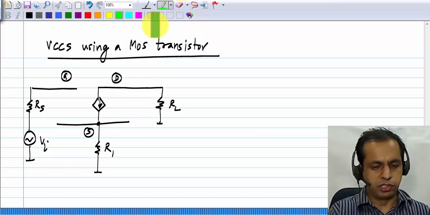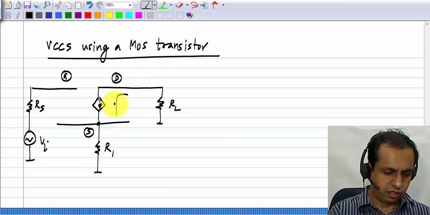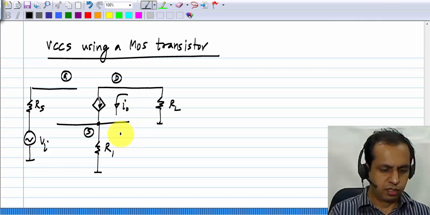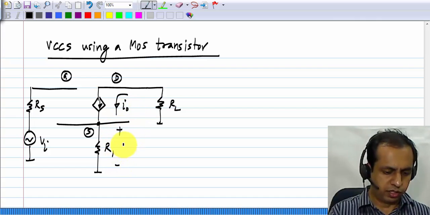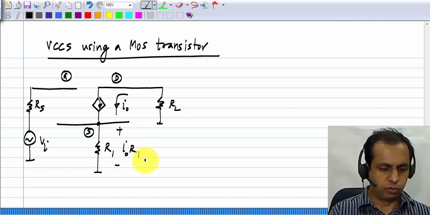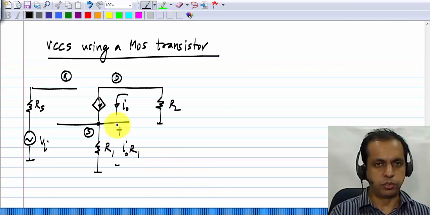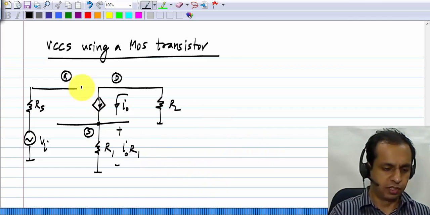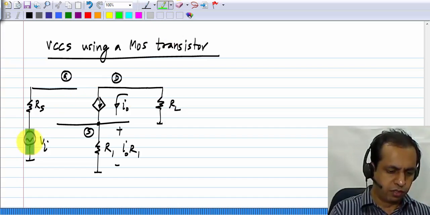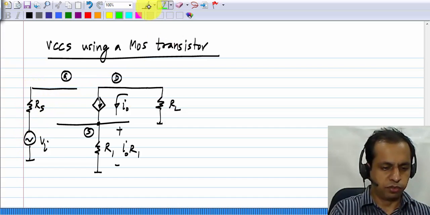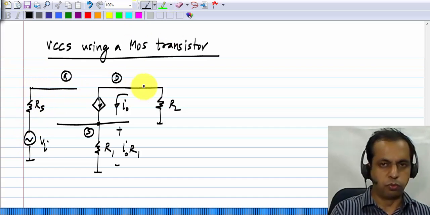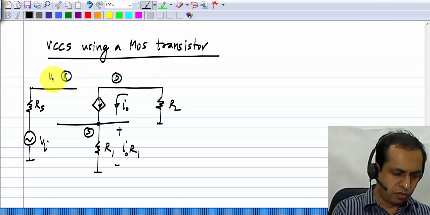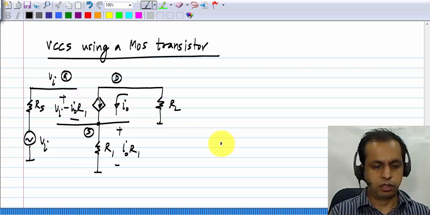So what happens is, whatever drain current is there, or the output current, that goes through R1, and there is a voltage I0 R1 across R1, and that's also the source voltage of the MOS transistor. At the gate we have the input voltage Vi, because no current flows through the gate and there is no voltage drop across Rs. So the gate source voltage is Vi minus I0 R1.